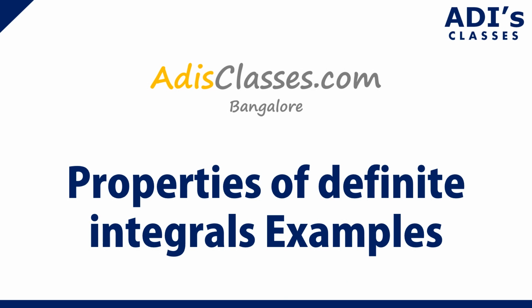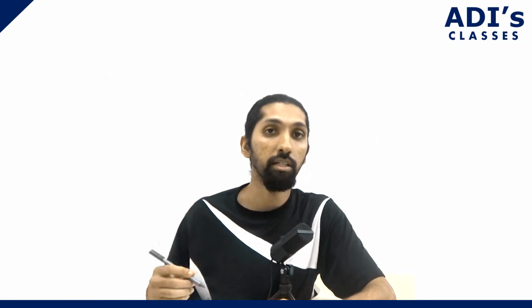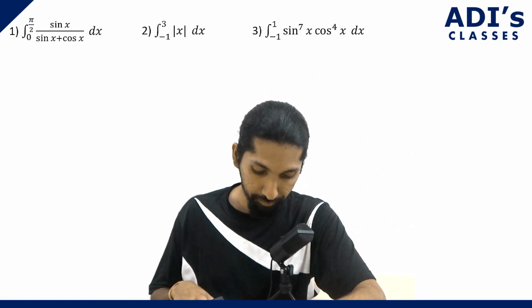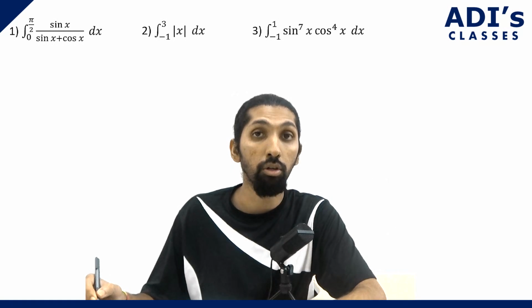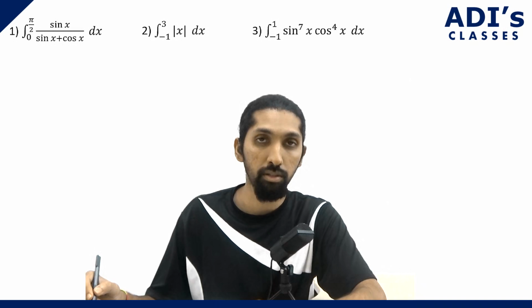In this video, we are going to solve a few example problems on how to use these properties. Remember, these are just examples. After that, we are going to solve the actual number of problems. Look at these problems. Look at the first one. So here, integral 0 to pi by 2 of sin x by sin x plus cos x.